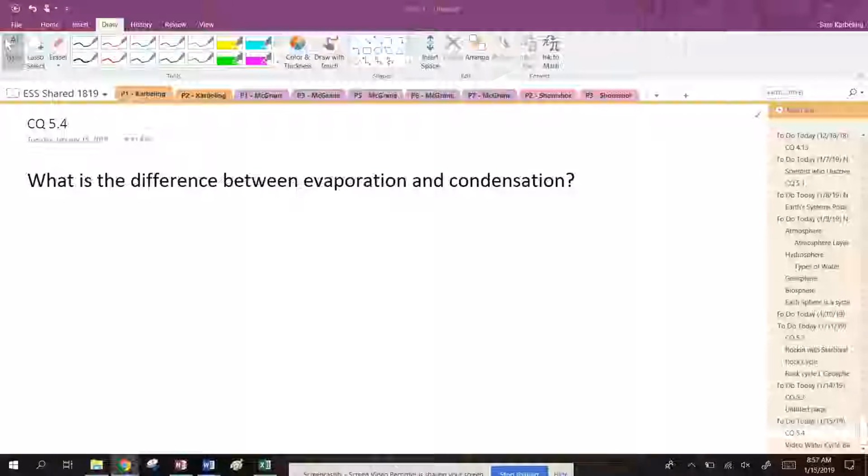Right. So, my friends, what is the difference between evaporation and condensation? Who's going to start us off? I heard some great conversation. I heard some really good science happening. Who's got something to share?